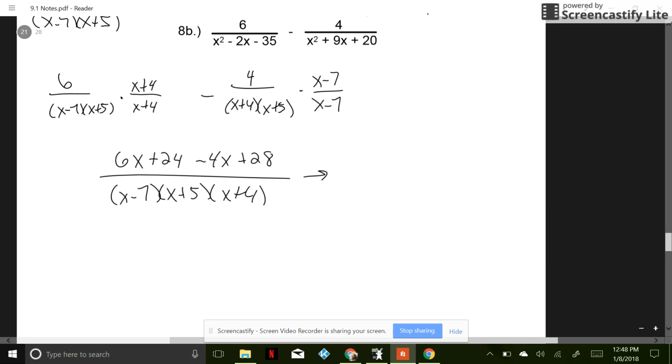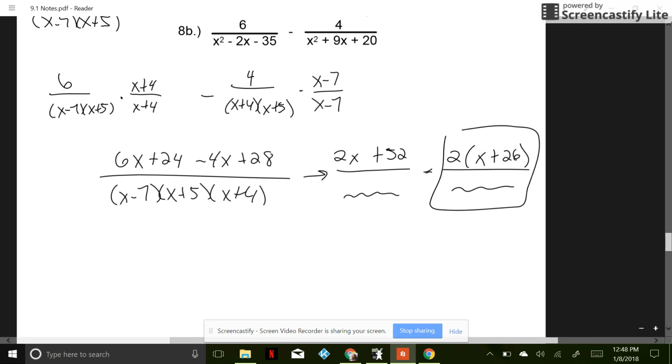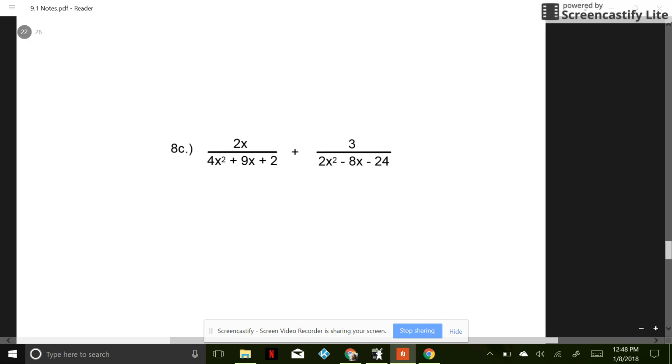Combining like terms, we end up with 2x plus 52 over that really big denominator that I don't want to write out again. And in the numerator, we can factor out a 2. We'll be left with x plus 26 over the denominator, the x minus 7, x plus 5, x plus 4. And that would be our simplified expression.